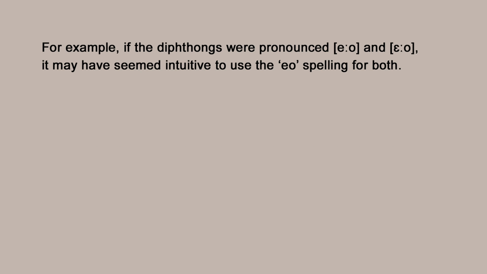As a throwaway example, they could have pronounced them separately as ew and ale. In this case, the first element of the diphthongs is different, but they both end in o. So to the writer, it's not intuitive which spelling should be used for which vowel, and he just says, fuck it, people will be able to work it out from context.